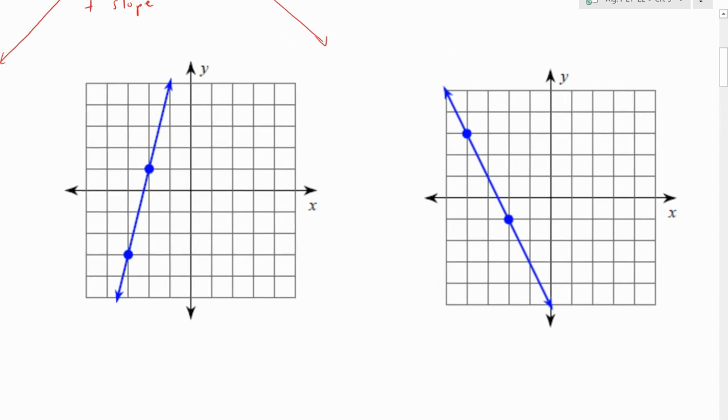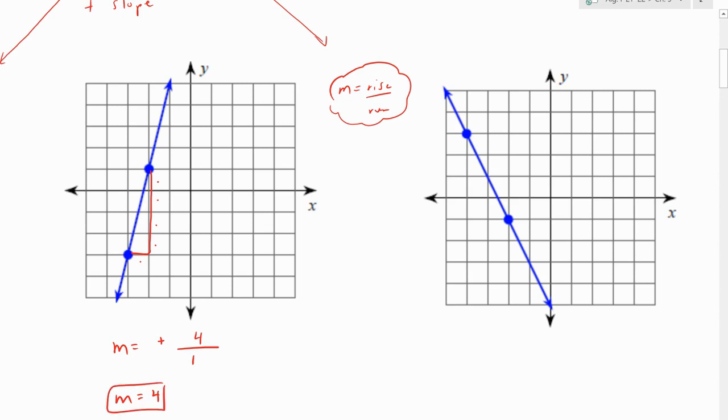If you have a graph and everything's counting off by ones, you might as well just say it's going to be the rise over the run. And let me just write that up here. Just look at the picture. I'm definitely running uphill from left to right. And I'm just counting. 1, 2, 3, 4 for the rise, 1 for the run. The slope of that thing is a positive 4.